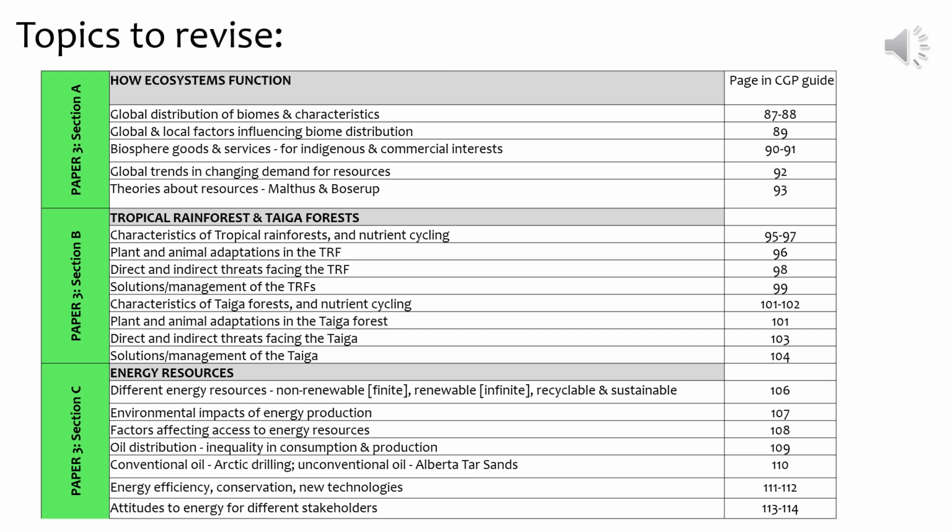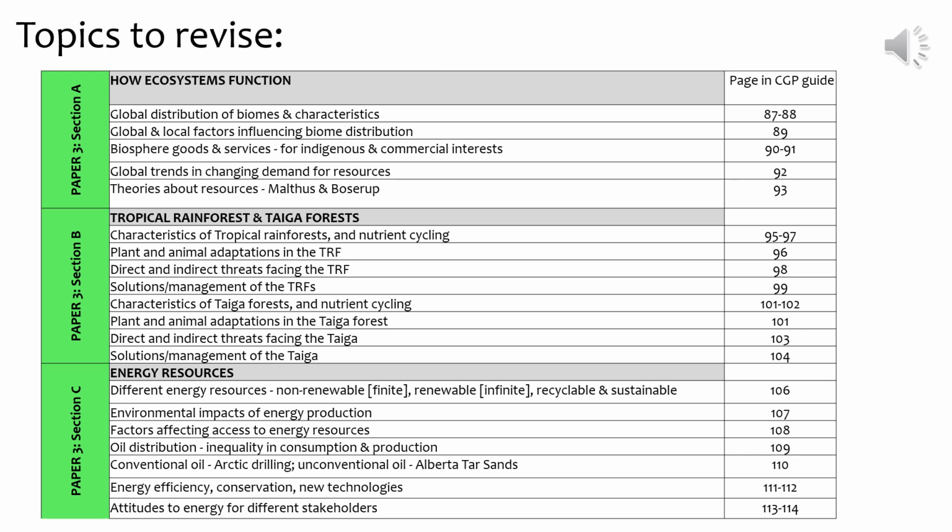The characteristics then of taiga forests. The taiga forests are the colder ones that we find across Russia and North America, and their nutrient cycle is much slower, mainly because the temperature's colder and it's also a bit drier too. Then you need to know the same, plant and animal adaptations and solutions and management of the taiga forest. The last section is really important, and it's probably the biggest section of the paper as well.